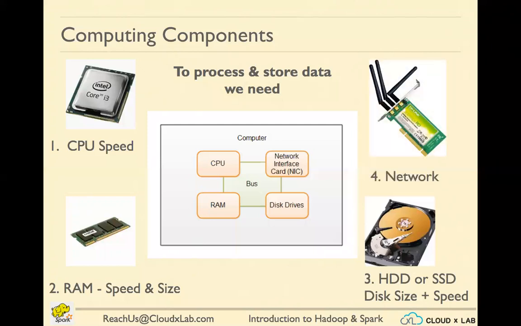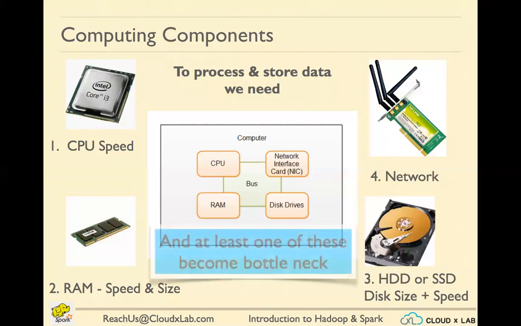The fourth one is the network. We never perceived the network as part of the computer earlier, but today it has become one of the very important components. So when we talk about big data, at least one of these components that you see on the screen will become the bottleneck.